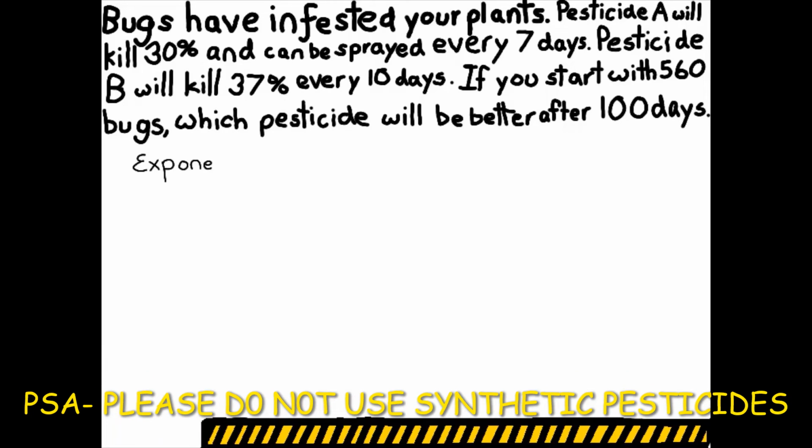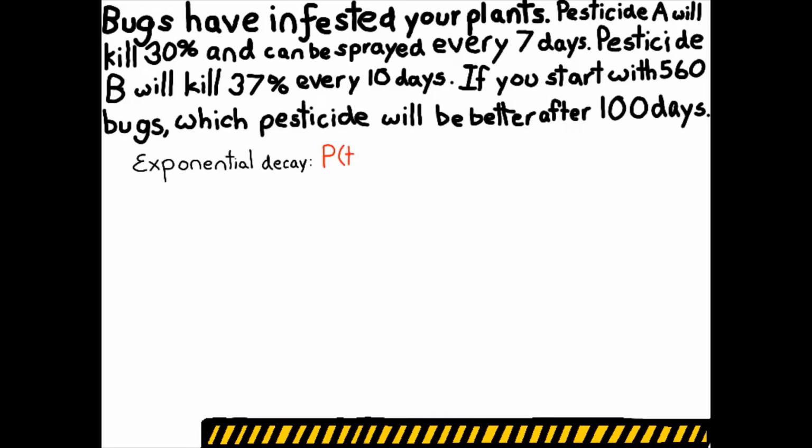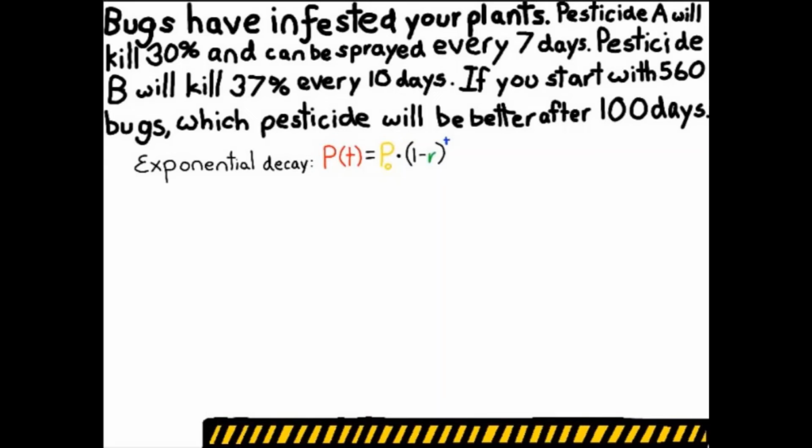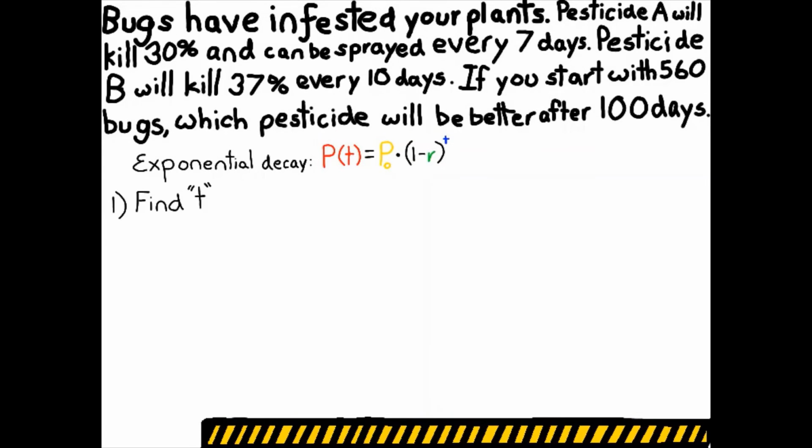This is an example of an exponential decay function, which we calculate using P of t equals initial value times 1 minus the rate of decay to the t power. In this case, we're trying to find P of t, or the final value, so our first step is to find t, or time. Our time period is 100 days, but the pesticides decay at different rates, so we need to convert them into the same time unit.